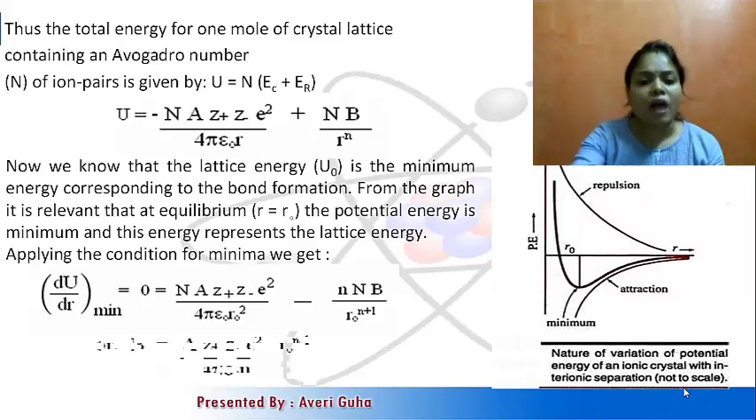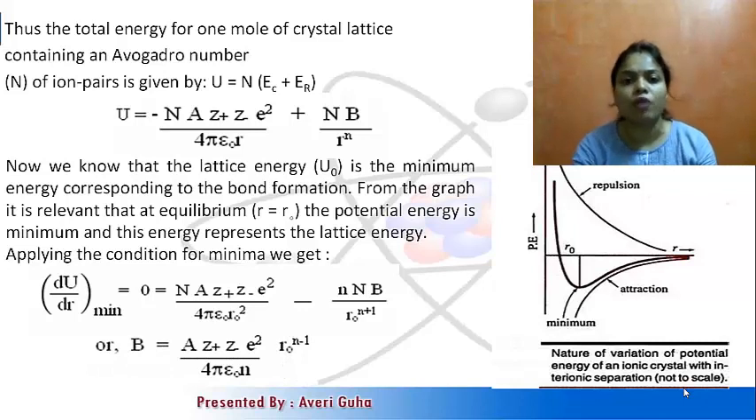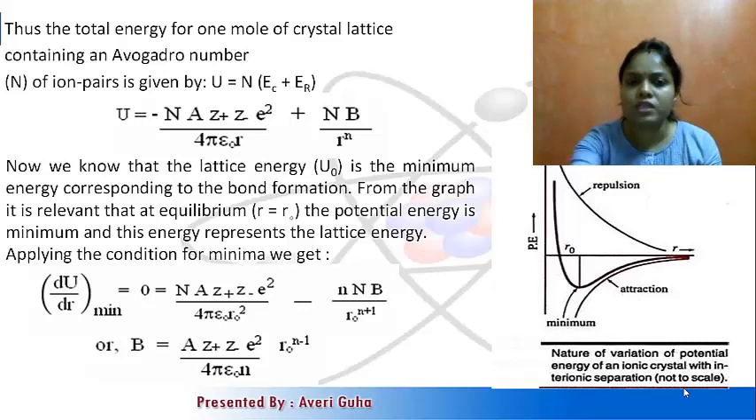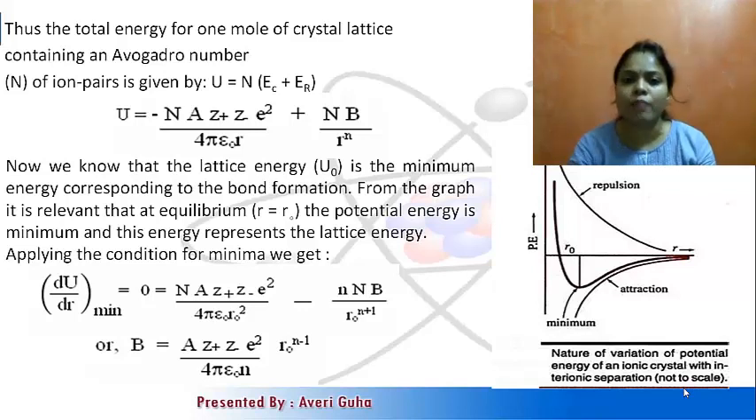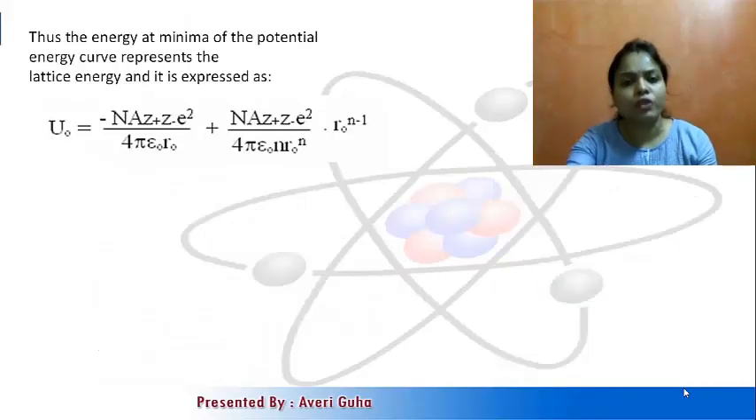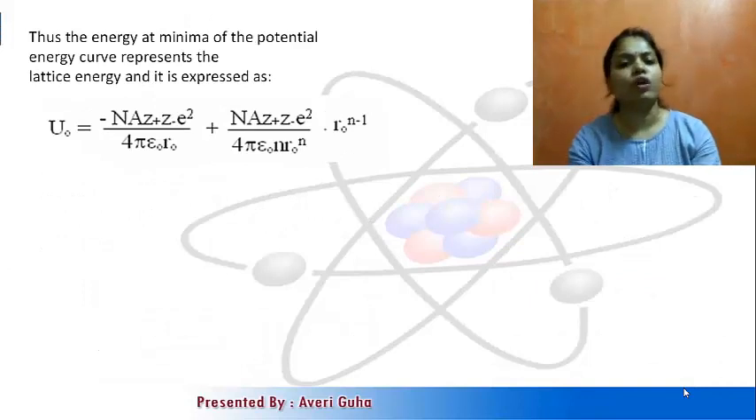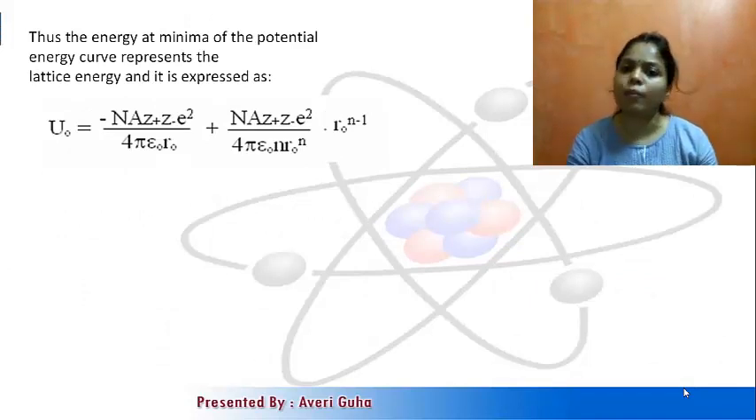So after rearranging, we can have a value of the repulsive coefficient B in terms of the Madelung constant, charge number, e and n. Now just put this value of B in the above equation of the potential energy, and replace r by r naught, because I am doing the derivative at the condition of minima, where we are assuming that the internuclear distance is my bonding distance. So after doing this, we get the equation for my lattice energy. This is basically the Born-Lande equation.